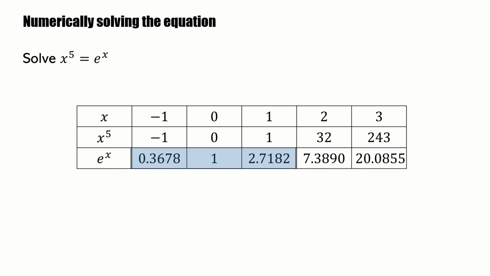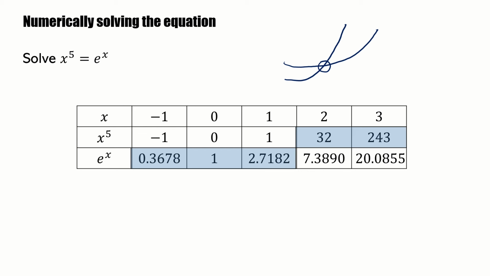But then, from x equals 2 onwards, we notice that things have changed, because now it's the y values of x to the power of 5 that are bigger than the values of e to the power of x. That means we know these two graphs must intersect somewhere in between 1 and 2, because if a graph has gone from being below to being above, then that means probably the graphs intersect somewhere in between there.